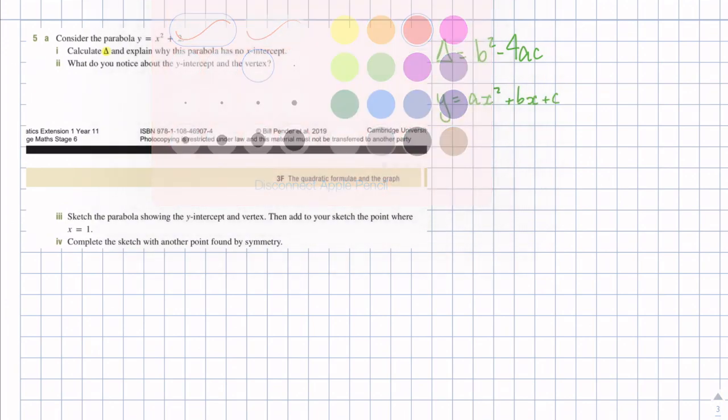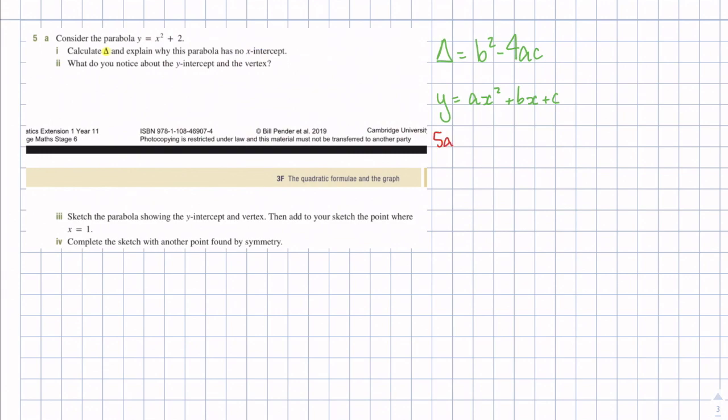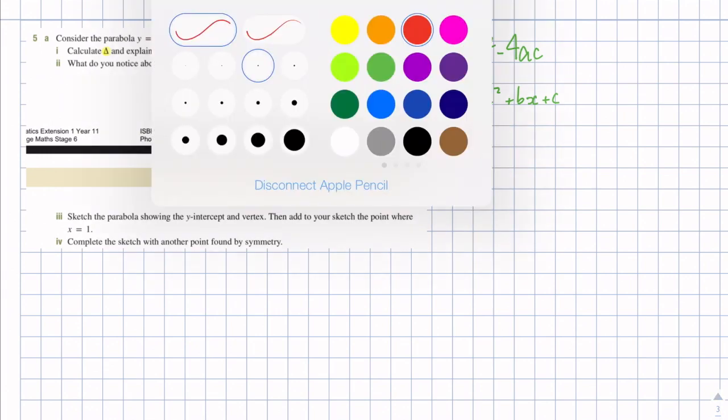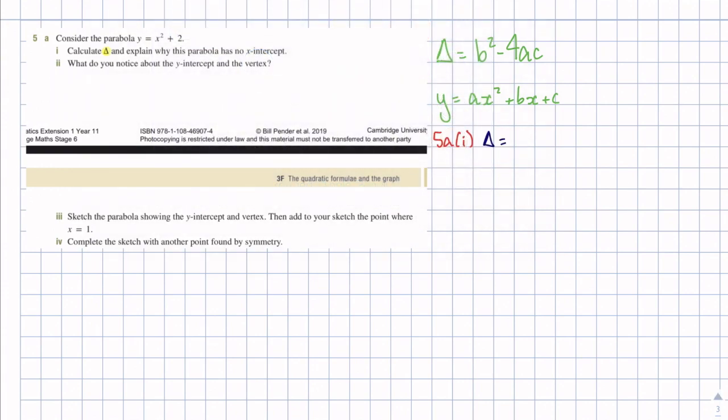So, for question 5a number 1, we have the discriminant equals, well, the actual formula we've got is y equals 1x squared. We've got no lots of x, and we've got a plus 2 afterwards. So here, a is 1, b is 0, c is 2, which means our discriminant is 0 squared, take 4 times 1 times 2, so it comes out as -8.